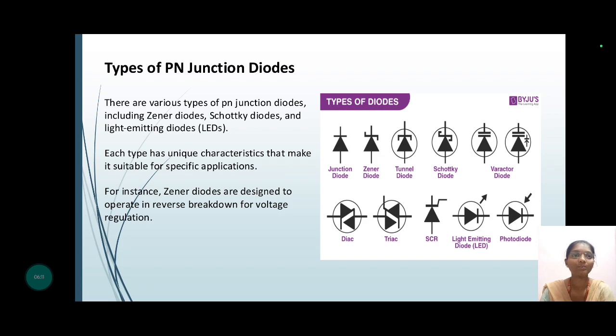Types of PN junction diodes. There are various types of PN junction diodes, including Zener diodes, Schottky diodes, and light emitting diodes, which you can call LED. Each type has unique characteristics that make it suitable for specific applications. For instance, Zener diodes are designed to operate in reverse breakdown for voltage regulation. Types of diodes are junction diode, Zener diode, tunnel diode, Schottky diode, varactor diode, diac, triac, SCR, light emitting diode, that means LED, and photodiode.